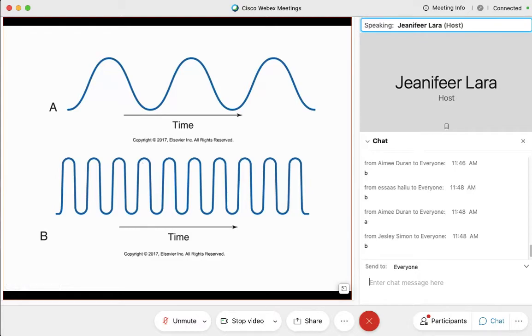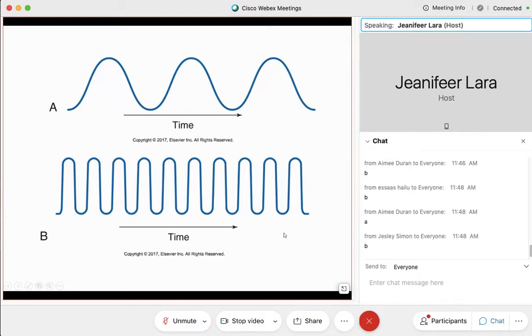Correct? I'll say that again. If we have a larger wavelength, we have fewer waves in a given time. If we shorten the wavelength, the time did not change, so we have the ability to put more waves in. So here we have a higher wavelength. Here we have higher frequency.